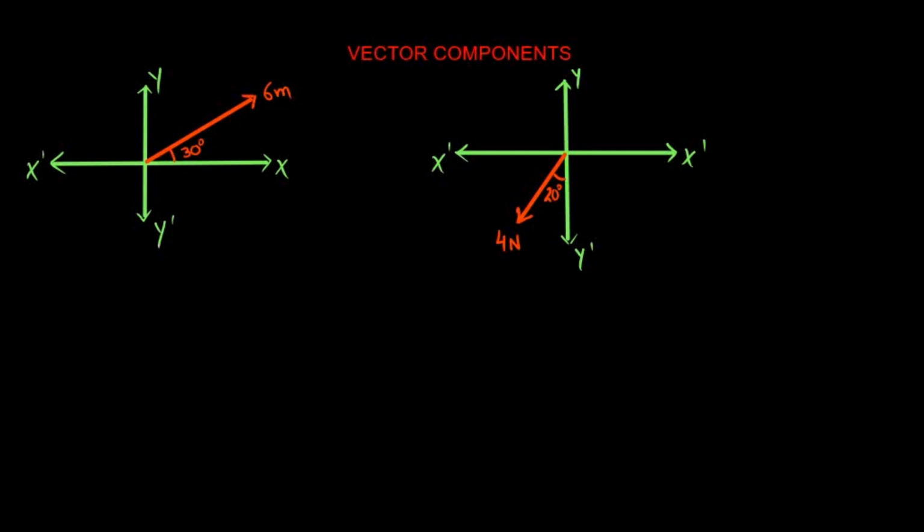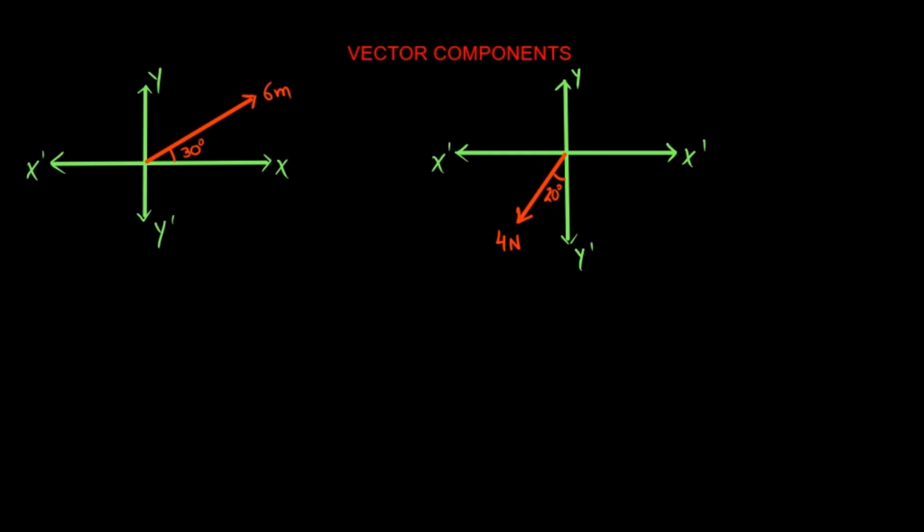Finding components of a vector should be a matter of seconds. In this case, the components are 6 times cos 30 and 6 times sine 30. Let's see the details. We have a displacement of 6 meters along this line. That means the length of this line is 6 meters.